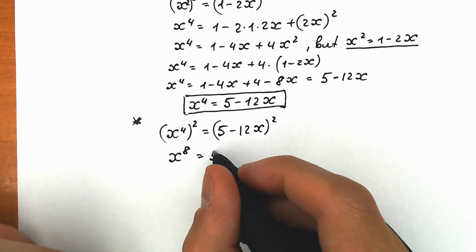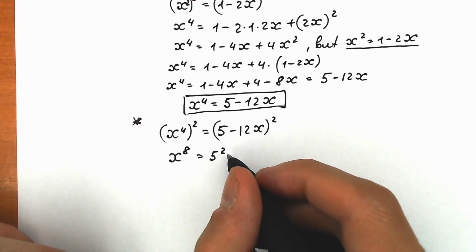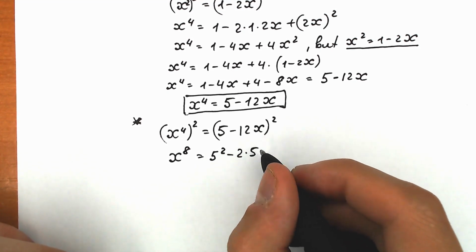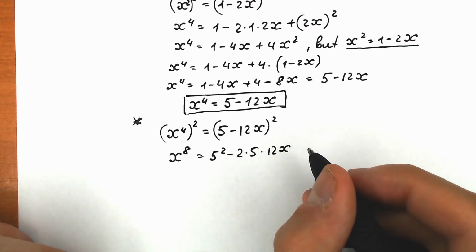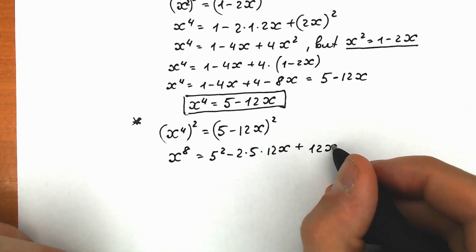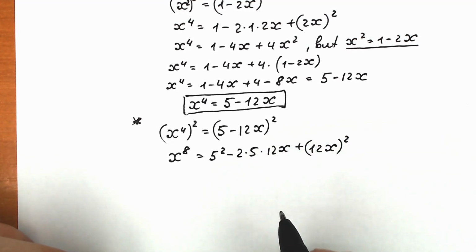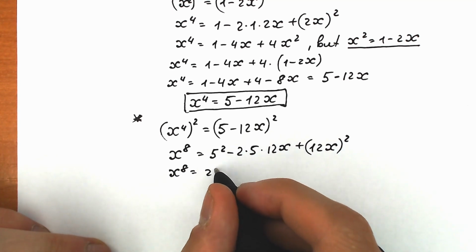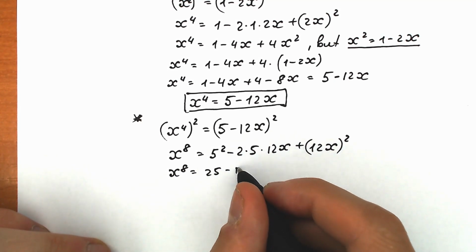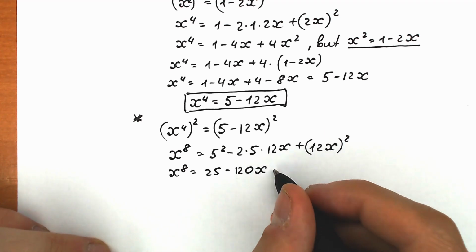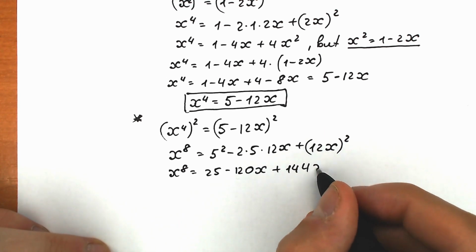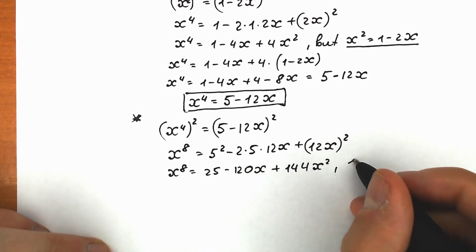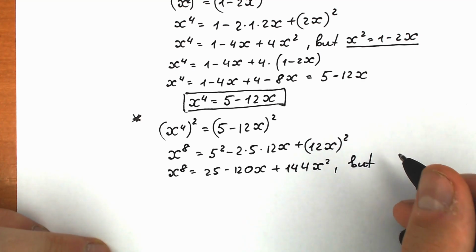So absolutely the same algorithm: 5 squared minus 2 times 5 times 12x plus 12x squared. Really great. So x to the 8th power equals 25 minus 120x plus 144x squared. But don't forget about this. Really easy, really great expression for us.